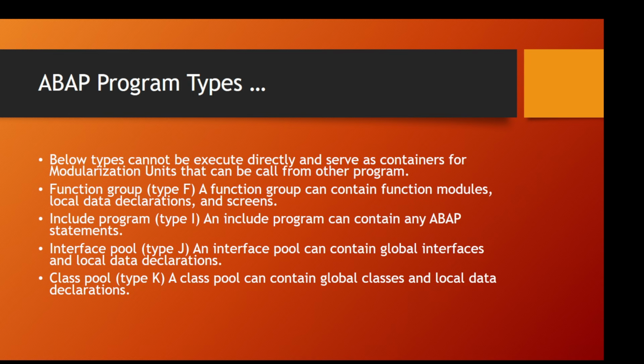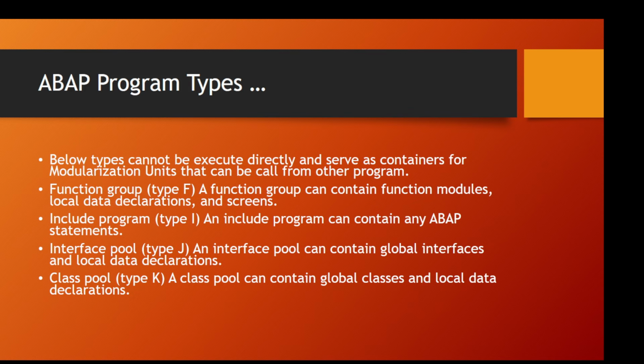Interface pool has type J, and an interface pool can contain global interfaces and local data declarations. For complex programming, we need to gather the same type of interfaces and local and global data declarations together. We use the interface pool.